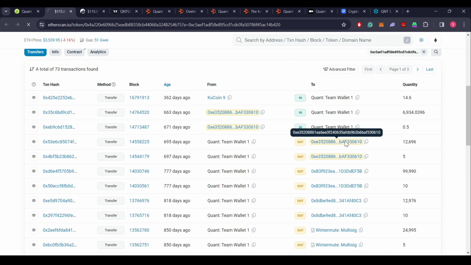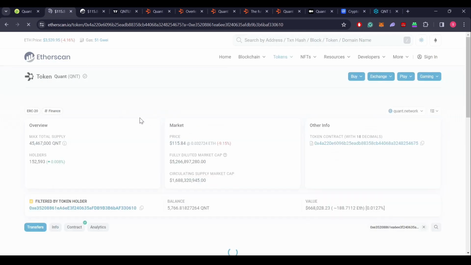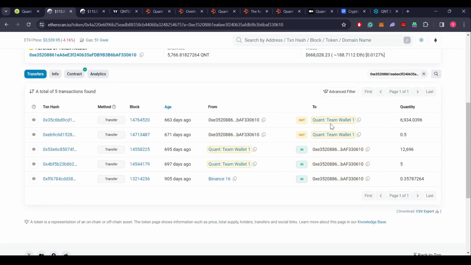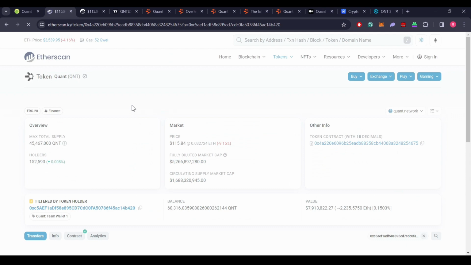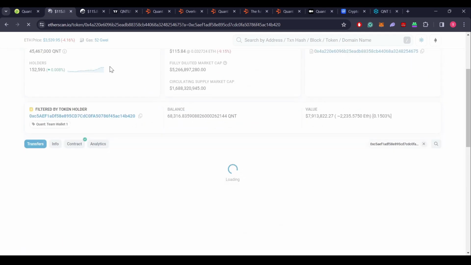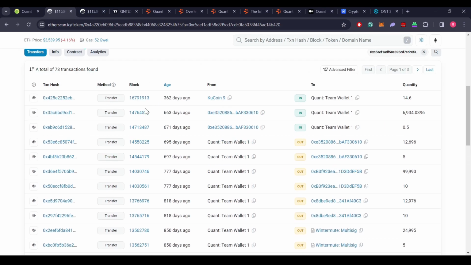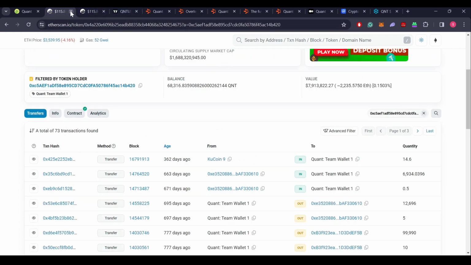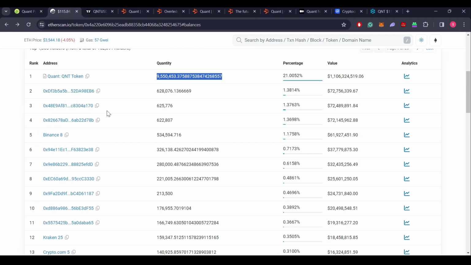They did send these 12k to this address which belongs to the team, I believe, and the team is not selling either. If we look at the Quant team, this one is also not selling as of now. It seems like they are not selling because I think the development has been pretty good and they must be getting so much money out of those.